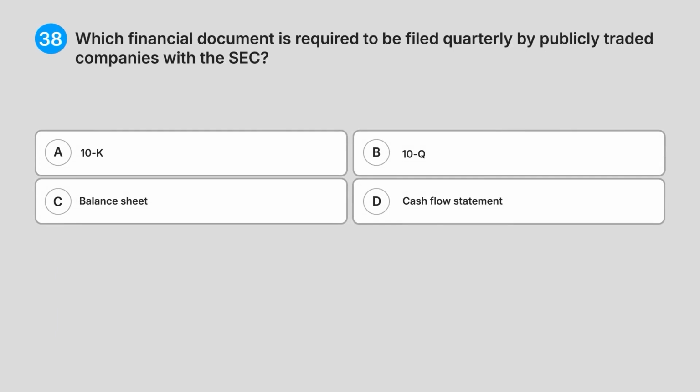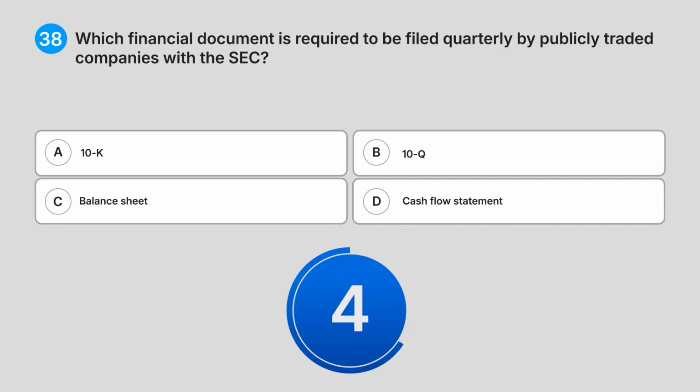38. Which financial document is required to be filed quarterly by publicly traded companies with the SEC? A. 10K, B. 10Q, C. Balance sheet. D. Cash flow statement. Do you know the answer?